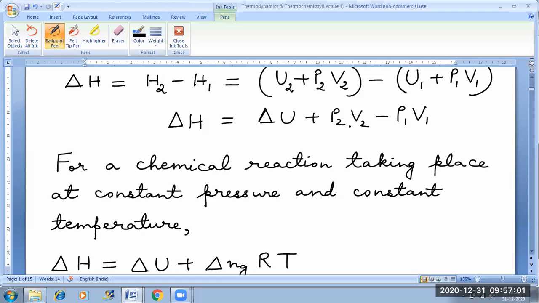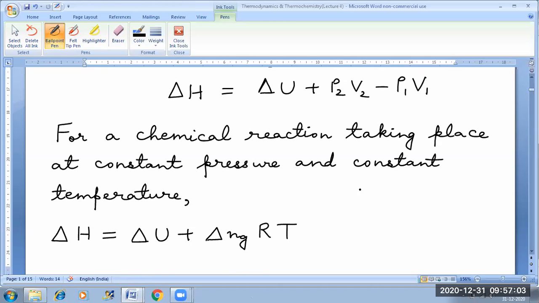Using the ideal gas equation now, I can say that P2 V2 is equal to N2 RT. I'm not writing T2 or T1 because temperature is constant. If a reaction has started, it will take place at the same temperature. Pressure is also constant, so you need not write P2. So that is how. Then similarly, P1 V1 is equal to N1 RT.